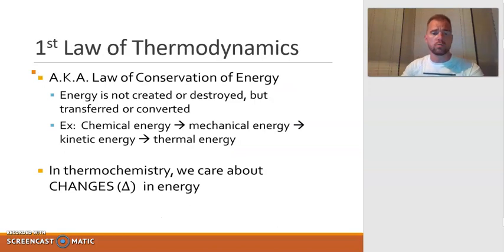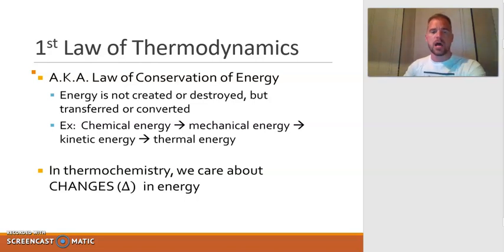Okay, so we're not going to talk too much about thermodynamics, but we are going to talk about some of it. And the first law of thermodynamics does apply to us in this topic. It's also known as the law of conservation of energy, which you might have guessed based on the law of conservation of matter. It states that energy is not created or destroyed, it just gets transferred from one type to another, or from one account to another.